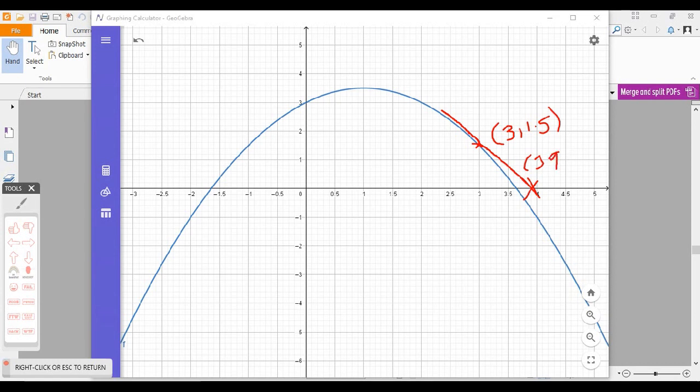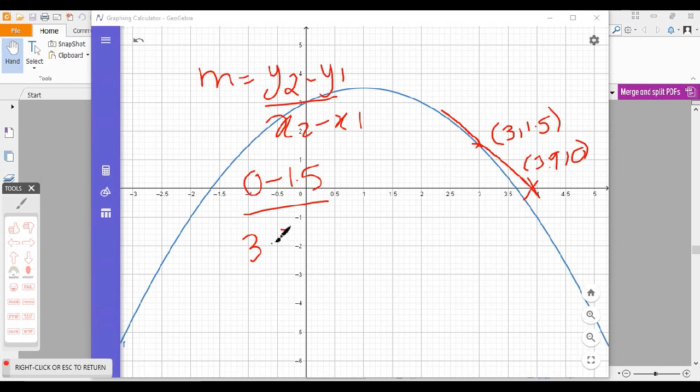So using these two coordinates, we can find the gradient. The gradient formula is y2 minus y1 over x2 minus x1. So y2 is 0 minus 1.5 over 3.9 minus 3, and you'll get your answer here.